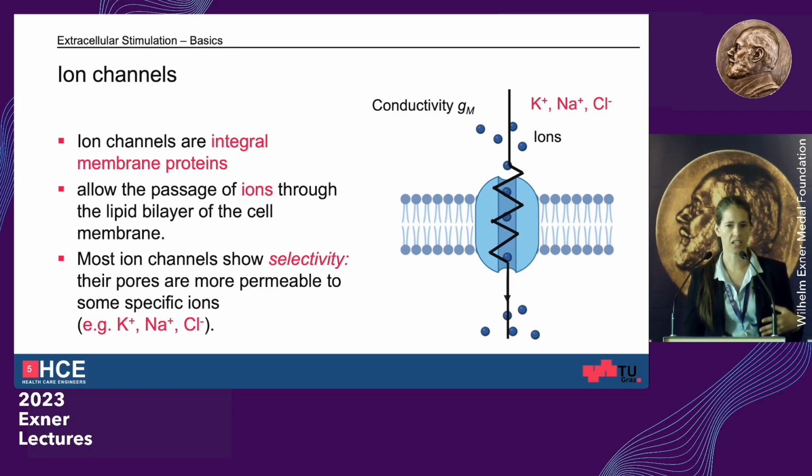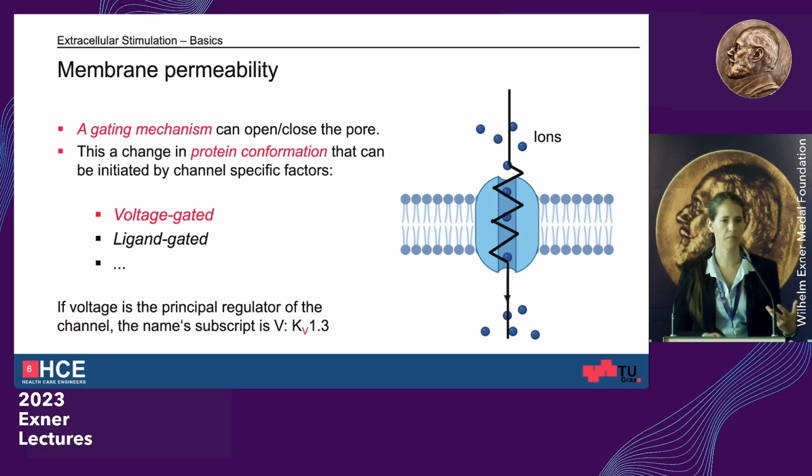Usually, these ion channels are not open all the time, so the ions cannot go through all the time. But these channels have the ability to change their state and switch into an inactive state or a closed state. This change in conformation of the protein is usually triggered by some gating mechanism. In this work, we will focus on voltage-gated ion channels.